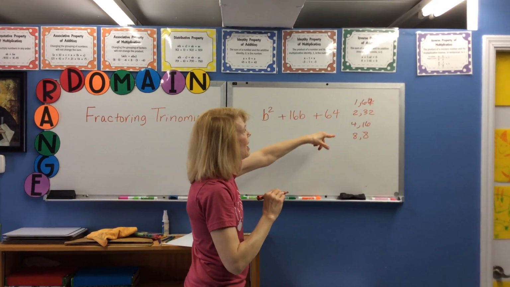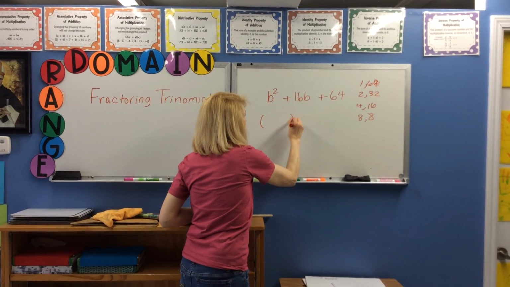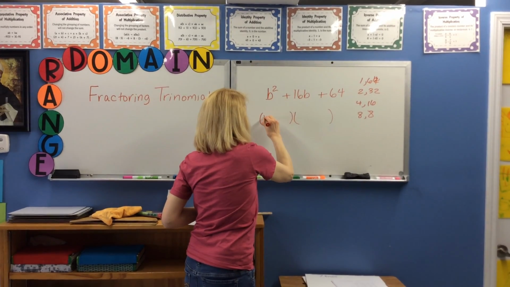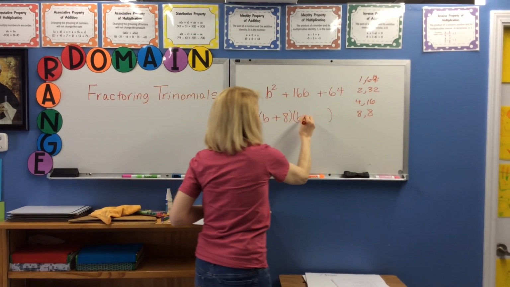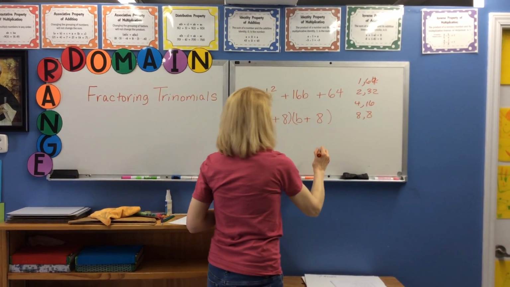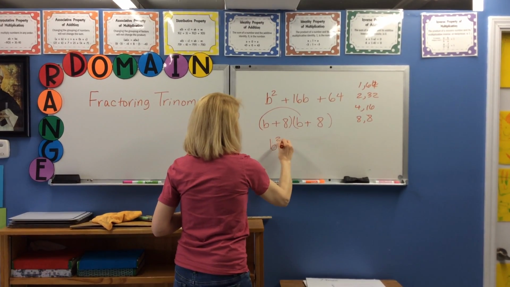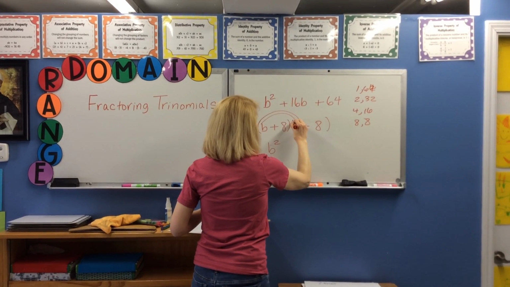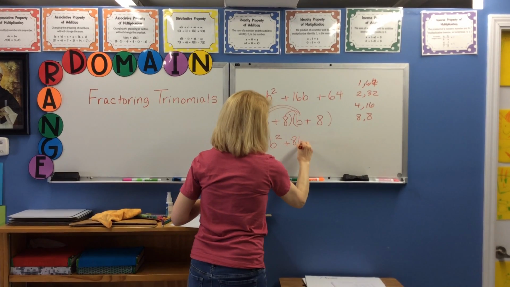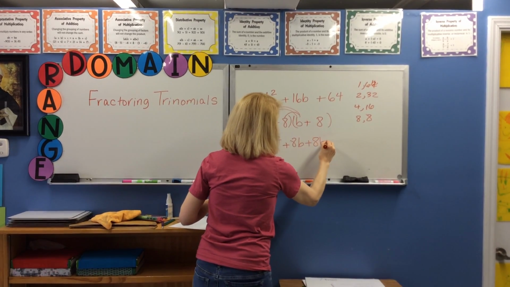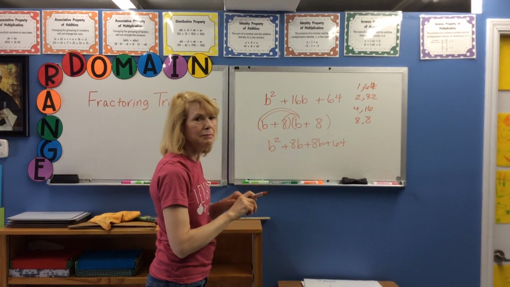Okay, so if you look at your factors, it's easy to see that 8 plus 8 is 16. So when I write my binomials, put my b first, b plus 8 times b plus 8, and when I multiply, I get b squared plus 8b plus 8b plus 64. And 8b plus 8b is 16b. Okay? So that's how you do it.